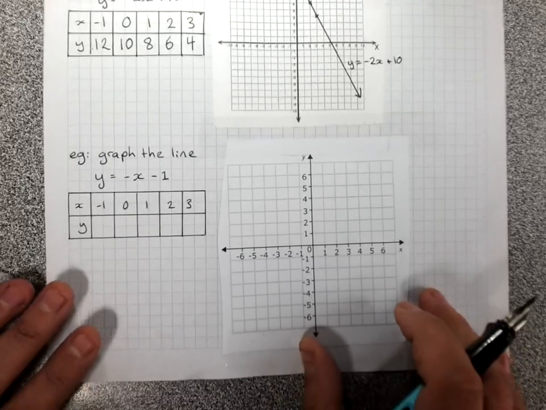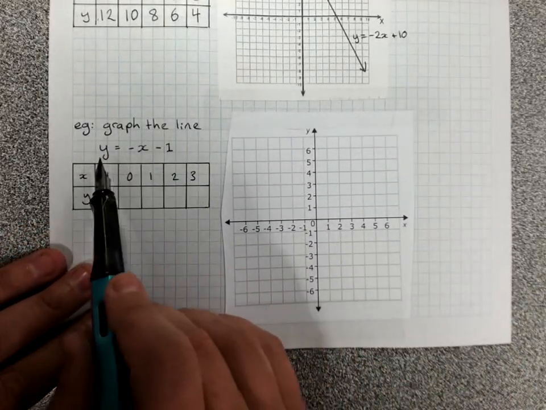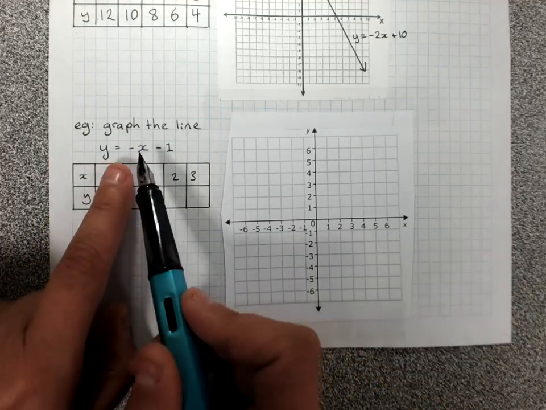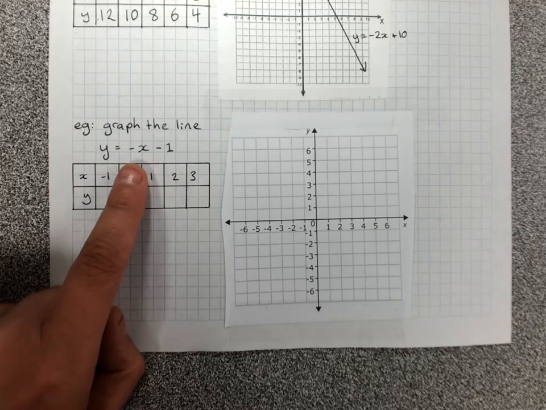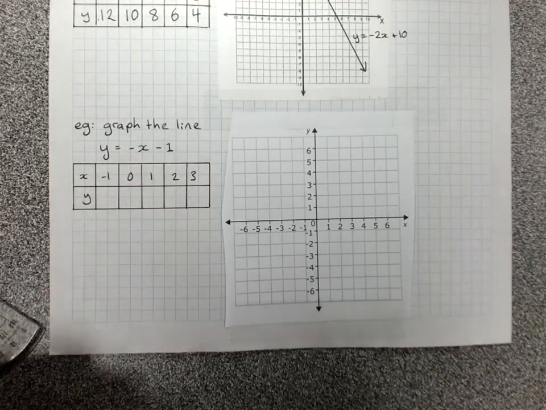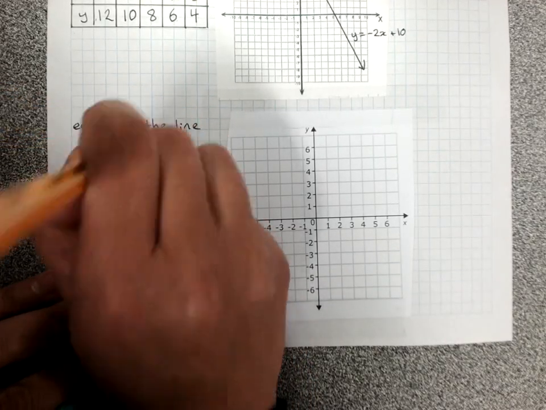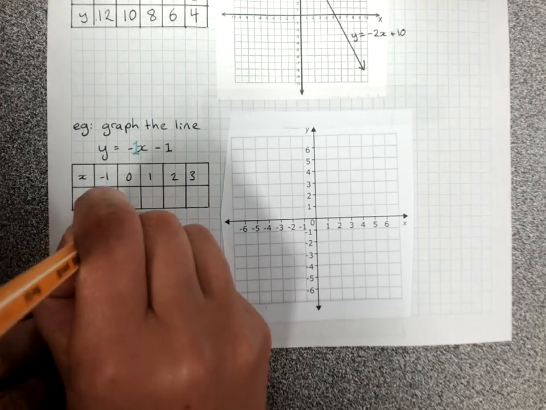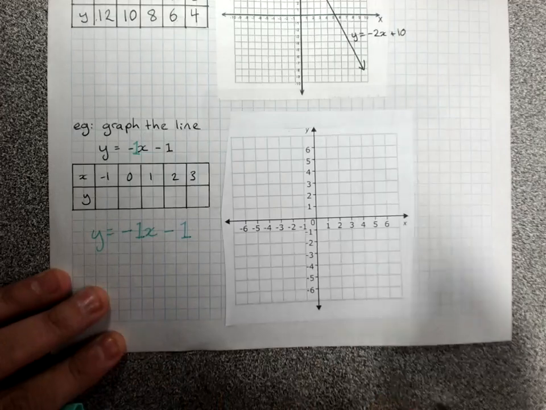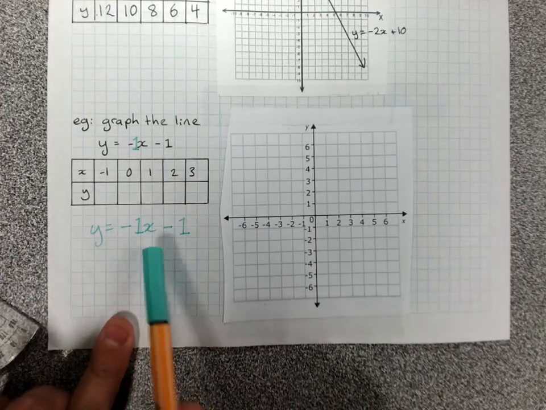Another example, and the only reason I'm doing this example is because it's got a slightly funny thing here. Graph the line y equals -x minus 1. And we're confused here because we look at the coefficient of x and we don't see a number, we just see a negative. But remember the rule, when there's no number in front of our x, it means it's got a 1. So this is actually y equals -1x minus 1.